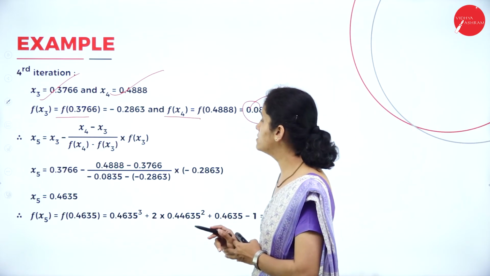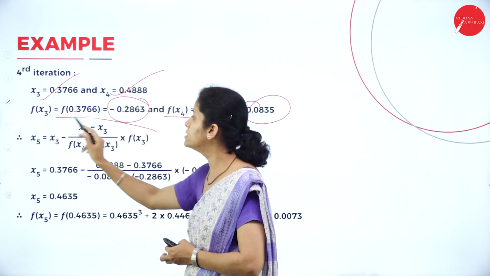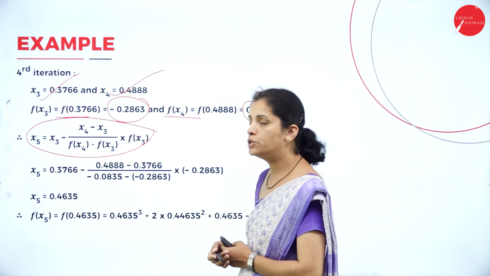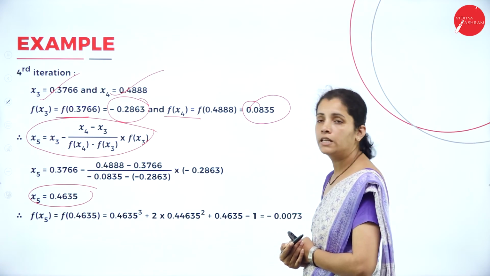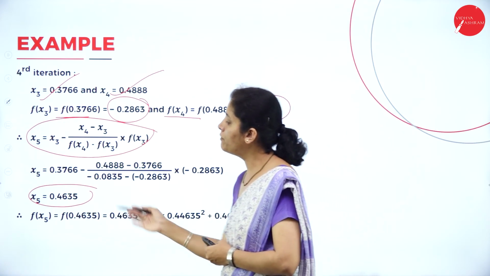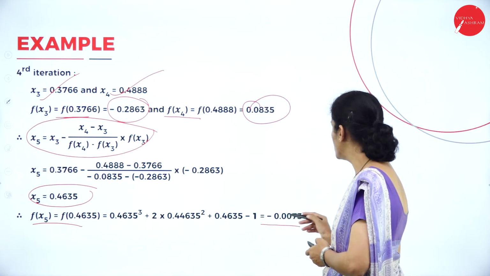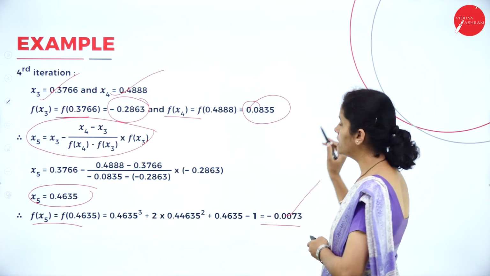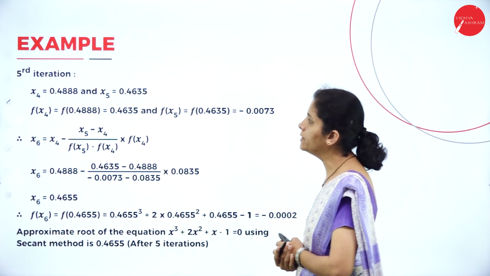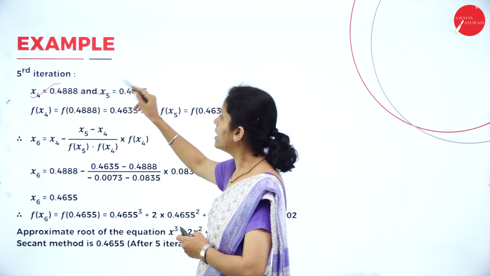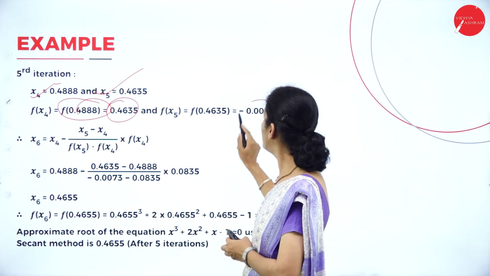I got f of x3 as well as f of x4. Now I'm going to substitute all these values in this formula. After substituting, I'm going to get the answer 0.4635. And if I take f of x5, I'll get the answer minus 0.0073. For the next iteration, I'm going to consider x4 and x5. Now I have x4 and x5, and I have f of x4 and f of x5.